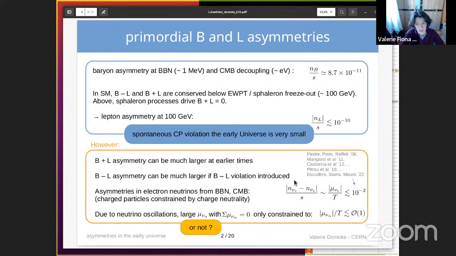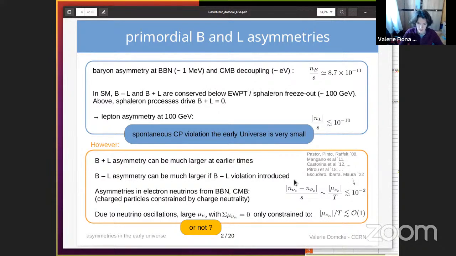So given that, one can then wonder if we have independent probes of the asymmetries in the early universe, which do not rely on these assumptions. Or maybe also probe the asymmetries at different times. And one thing that we can check is the asymmetry in the electron neutrinos, particularly during BBN. So during BBN, we have the formation of the light elements, and the formation of the light elements involves electron neutrinos in order to convert between neutrons and protons.